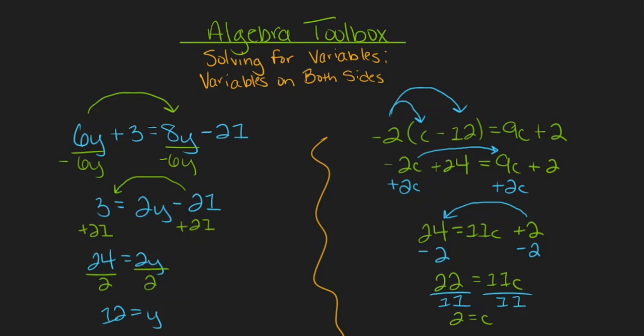I hope it's been helpful to walk through a couple examples of solving for variables in equations that contain variables on both sides of the equal sign together.